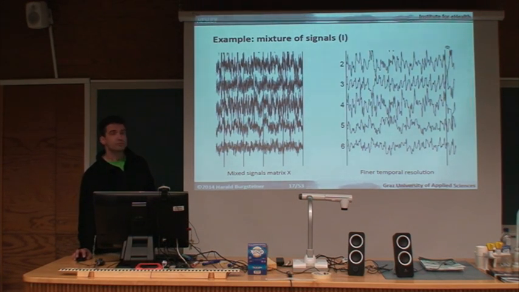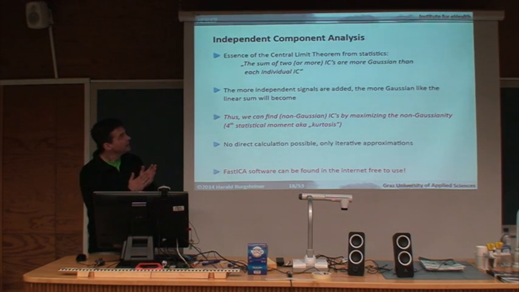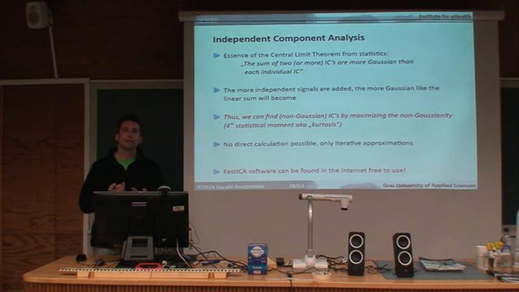Independent component analysis relies on the fact that normally sources are statistically independent from each other. This is where one of the math things comes in. The essence of the central limit theorem states that if you mix some independent signals together, the result will be more Gaussian-like than each of the individual signals.